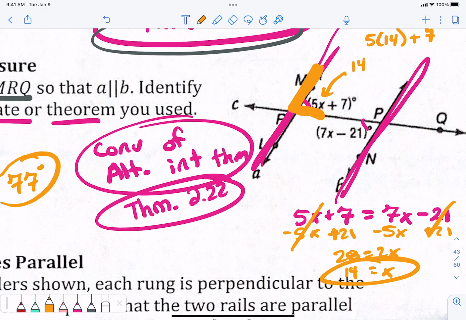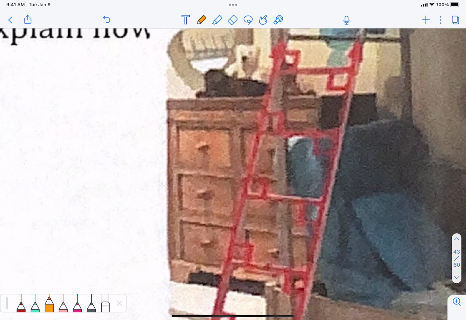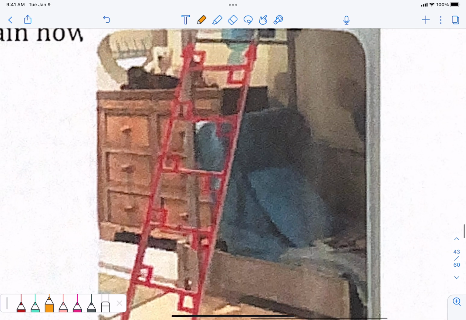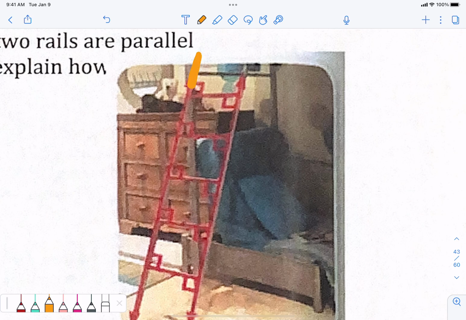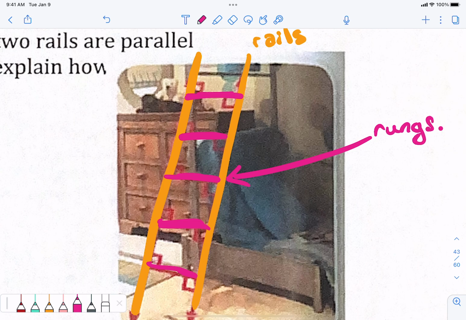Okay. Moving on. Okay, last one. In this paragraph, they explain some things to you. Can you see this little ladder on your picture? It might be a little dark. So I have this ladder, and these two lines right here are called rails. Those are my railings. And these guys are called the rungs, R-U-N-G-S. So we have rails and we have rungs.